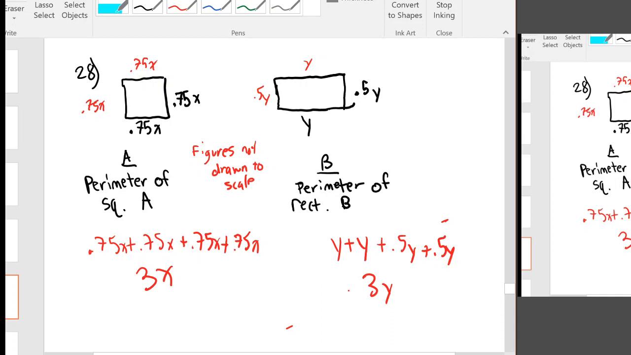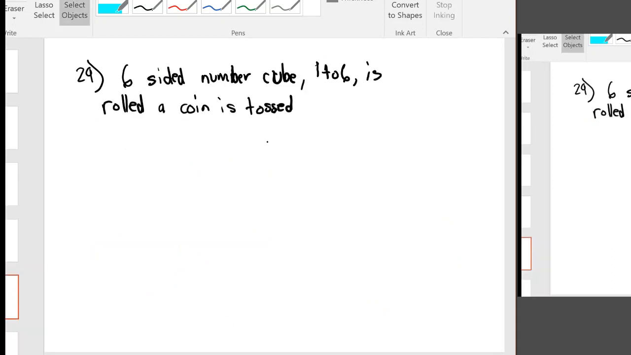3x and 3y. Now, most people seeing that are going to say, hey, this is C, right? They're equal. But I cannot say that. I have no context of what x is or what y is. x could be 500 and y could be 2. Then I definitely know that they're not equal. They could be equal. I don't know. And because of that uncertainty, the answer is D. All right?